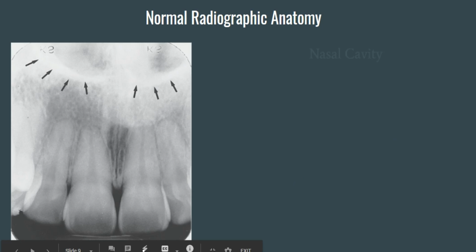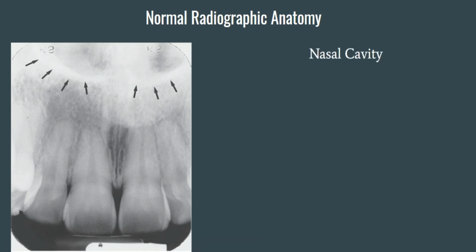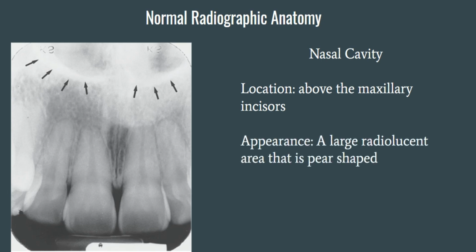Next, we have the nasal cavity. This can also be known as the nasal fossa, and it is going to be above the maxillary incisors, and it will appear as a large radiolucent area that is sort of pear-shaped. So we have here and here.